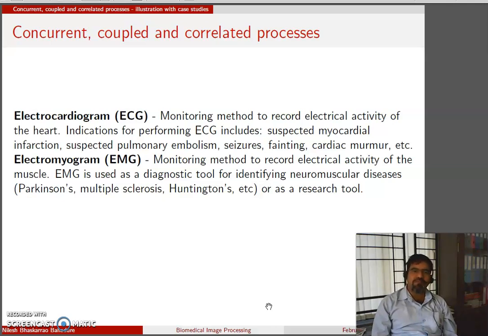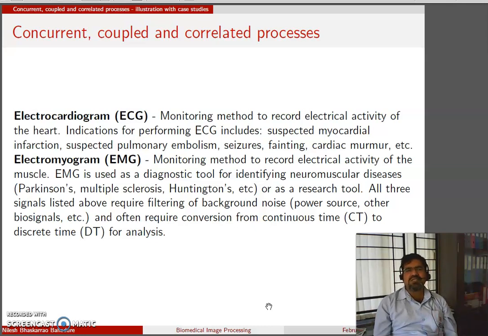Similarly, the electromyogram, widely called the EMG, is a monitoring method to record electrical activity of the muscle or the nervous system. EMG is used as a diagnostic tool for identifying neuromuscular diseases, such as Parkinson's, multiple sclerosis, Huntington's, etc., or as a research tool. If you want to do some analysis on this signal, in that case you need an EMG signal. Clear? So this is not only for the muscle but also for the nervous system. You can employ EMG signals.